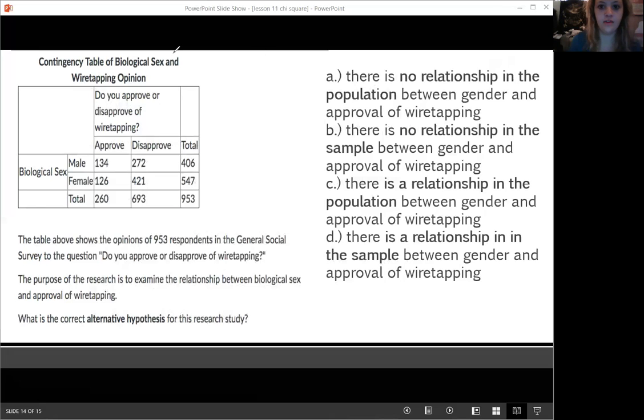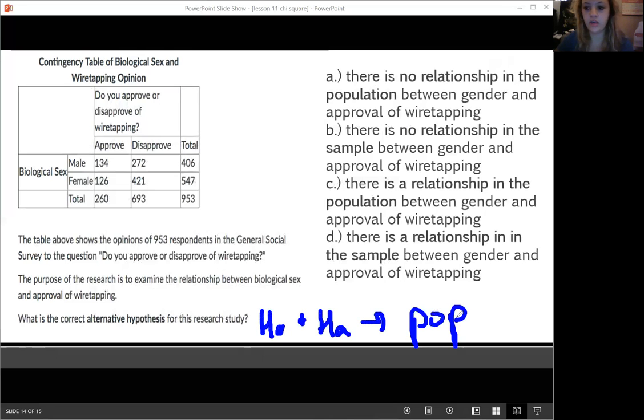Yes, good job. Good catch. So remember, when we're writing hypotheses, our null and our alternative are both in terms of our population. So that's why D can't be correct, and also B can't be correct, because they're talking about the sample. So that's not true.